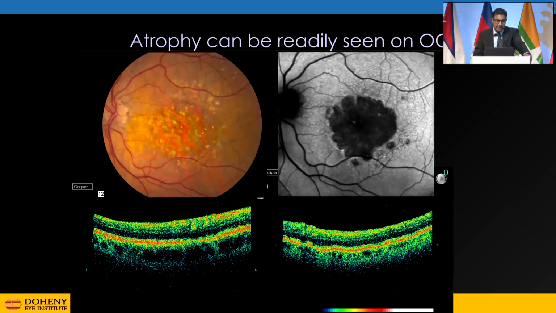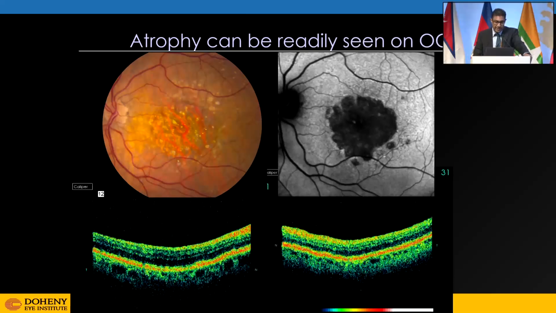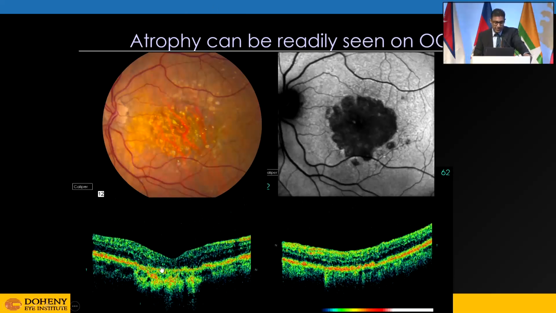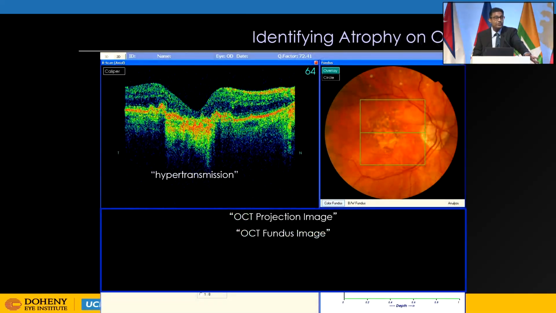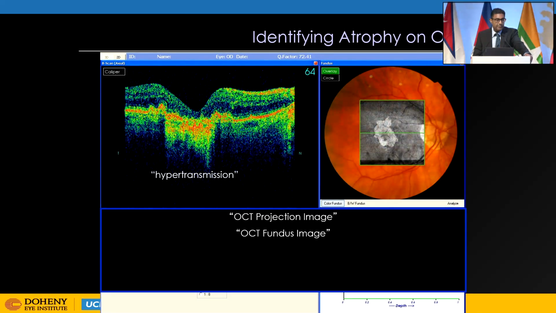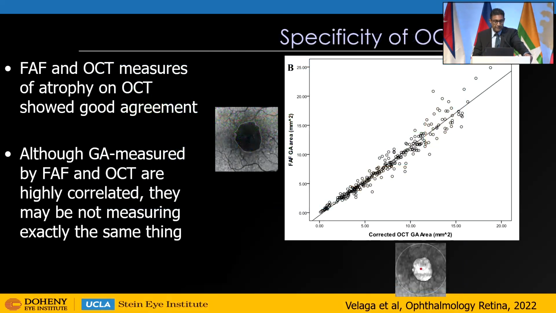What about OCT? Well, atrophy can readily be identified on OCT. We can all see these areas where you see increased transmission of light into the choroid, and we take advantage of that signal we call hypertransmission. When we do an en-face projection image of the OCT data, it appears hyper-reflective on the en-face image. We and others have shown that measurements of that area of hypertransmission with OCT correlate quite nicely.